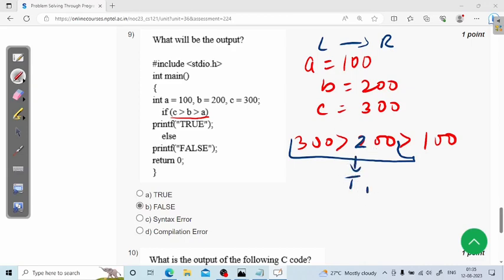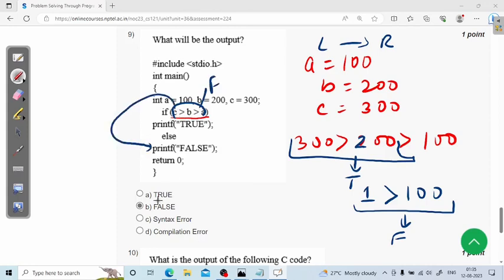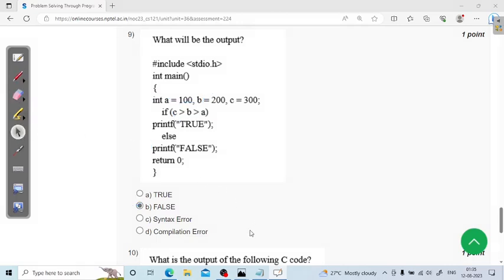True means 1. Now 1 is greater than 100? You all know it is completely false. So the result of this one is false. Now as it is false, we move to the false section, and that's why option B will be considered the correct answer. Okay, now let's move to the next question.